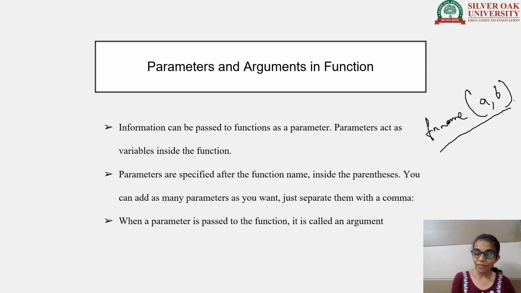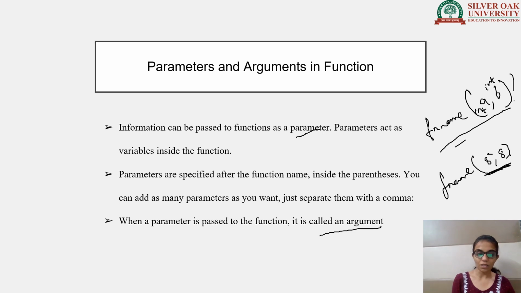Whenever I am calling it and giving some specific value, 5 or 8 suppose, this is known as my arguments. When I'm defining it, I have to write integer a and integer b. This is known as the parameter, this is known as the arguments. When I am defining, that is the parameter. When I am calling, it is known as the argument. The parameters are specified after the function name inside the parenthesis. You can add as many parameters as you want, just separate them with a comma.